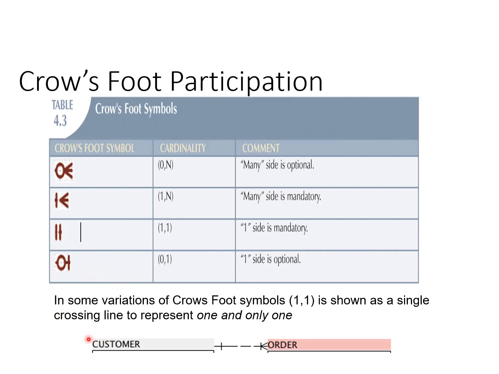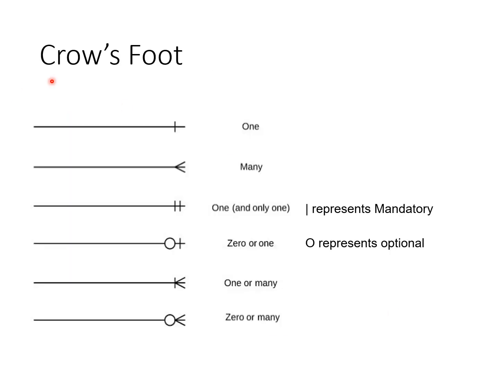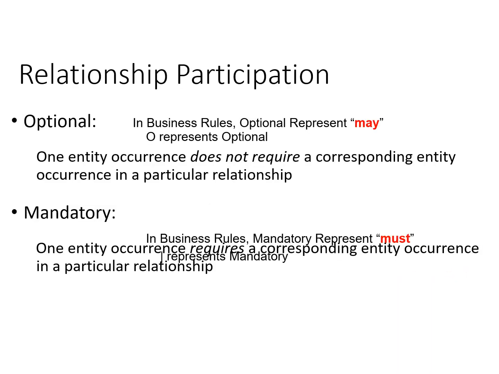So if you think about it, a customer can have one or more orders, but one order will be related with one and only one customer. So this is the meaning of this. This is basically a Crow's Foot representation, and these are the basic symbols that we have just seen. When you have the one, it's mandatory, and zero means it is optional.